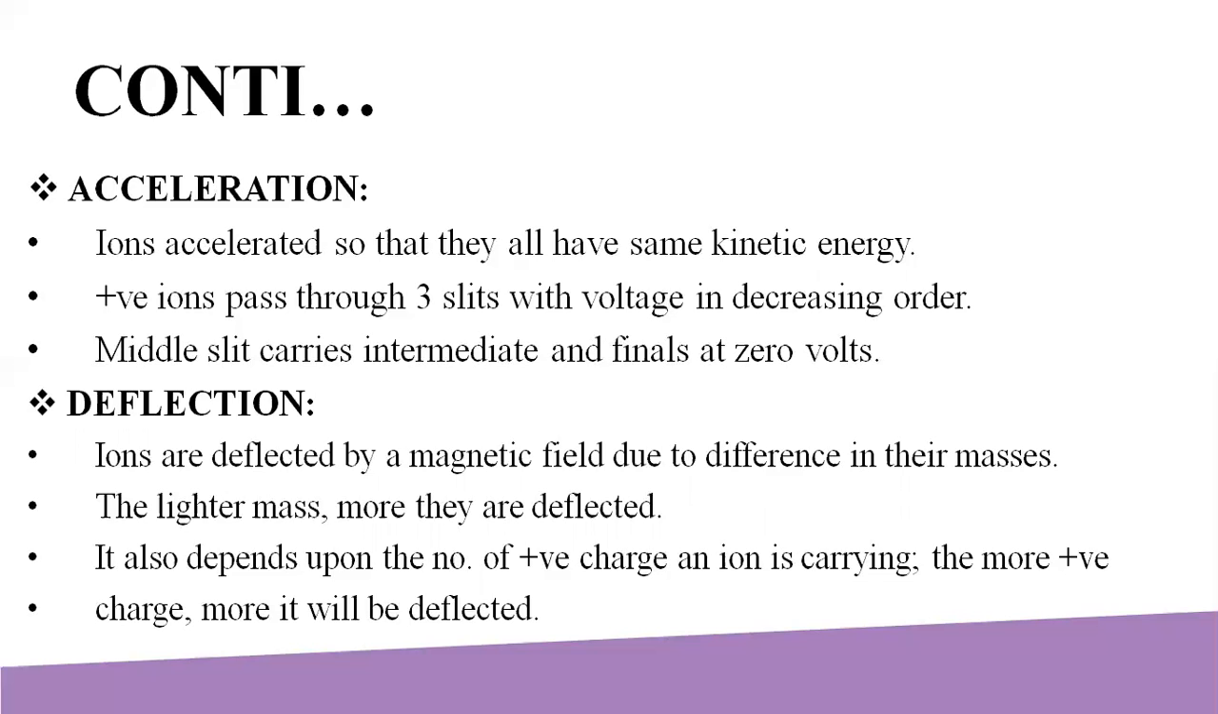Deflection. There are several types of mass analyzers. Ions are deflected by a magnetic field due to differences in their masses. The lighter the mass, the more they are deflected. It also depends upon the number of positive charges an ion is carrying. The more positive charge, the more it will be deflected.